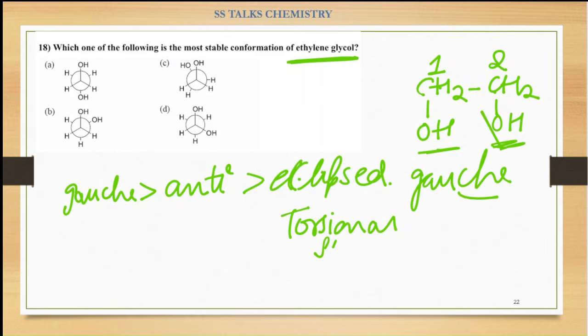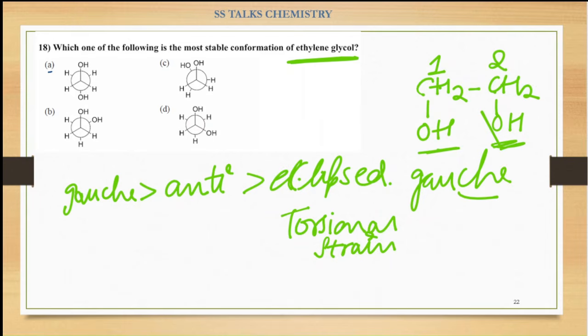Torsional strain is present, so the staggered conformations are always more stable. Out of them, one is the Gauche and the other is the anti. But due to the presence of hydrogen bonding, Gauche is more stable. Now let us focus upon the cases that have been given to us. You will be trying to find out which one is the Gauche conformation over here.